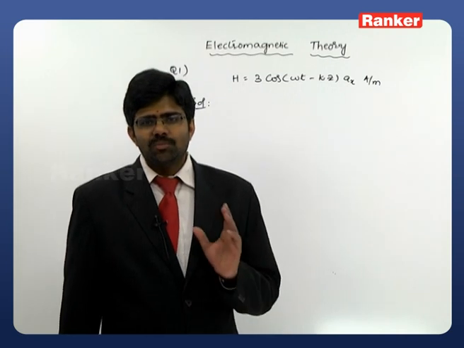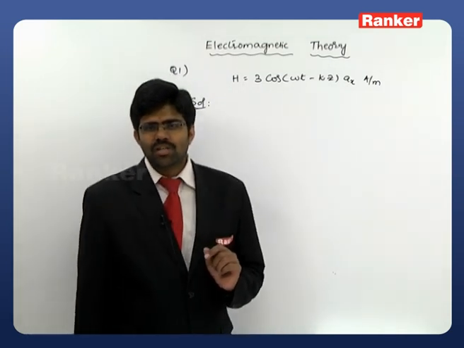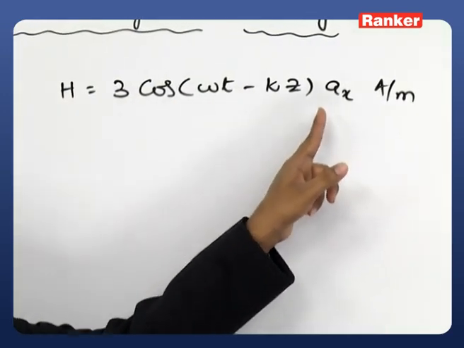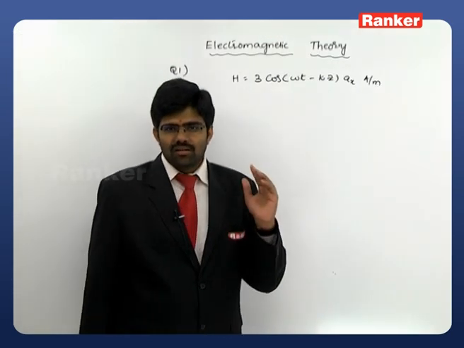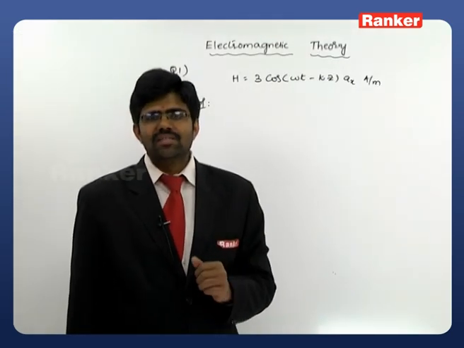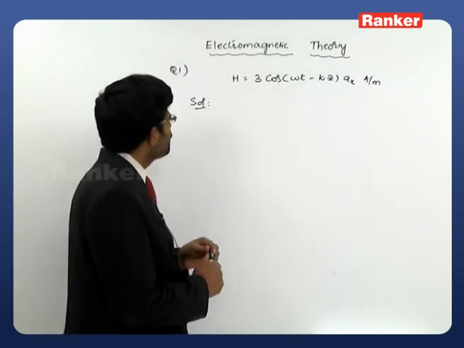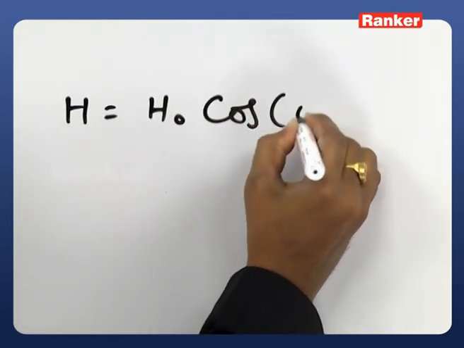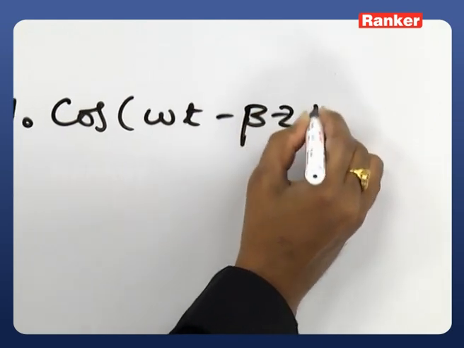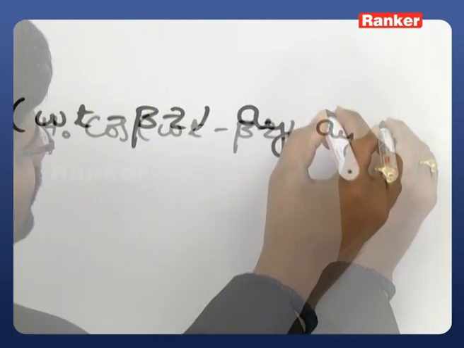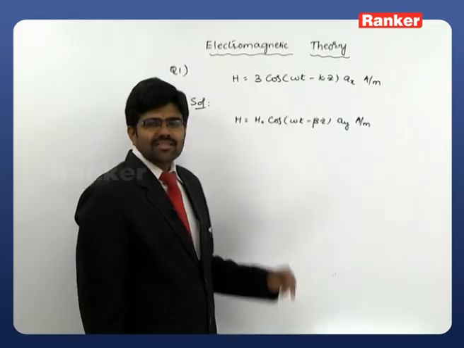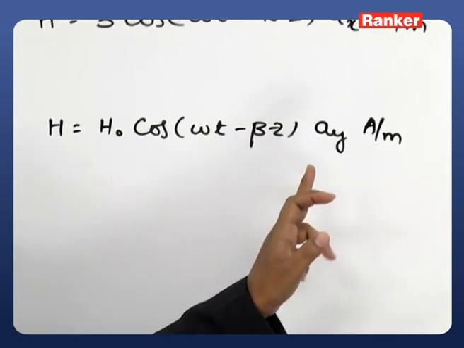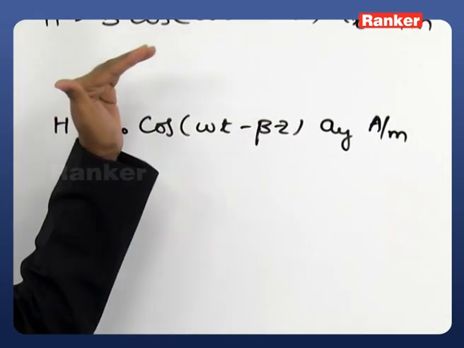To get a simple solution for this problem, just observe the basic equation given to us: H = 3 cos(omega t minus kz) ax ampere per meter. Here we need to compare this equation with the standard equation. The standard form of our magnetic field is H = H naught cos(omega t minus beta z) ay ampere per meter. Just compare the given equation with this equation.